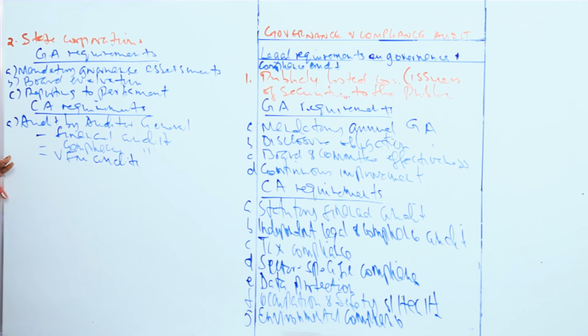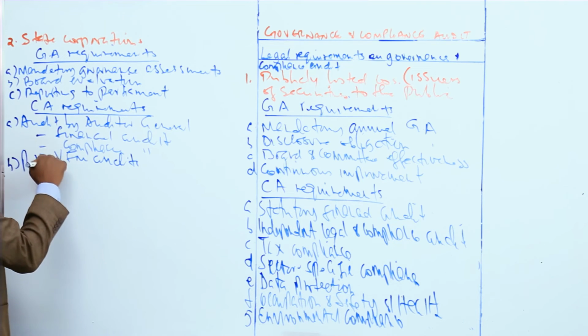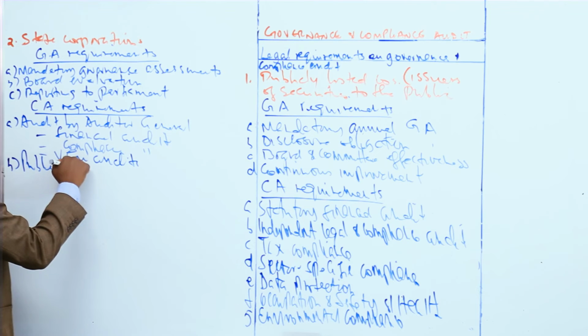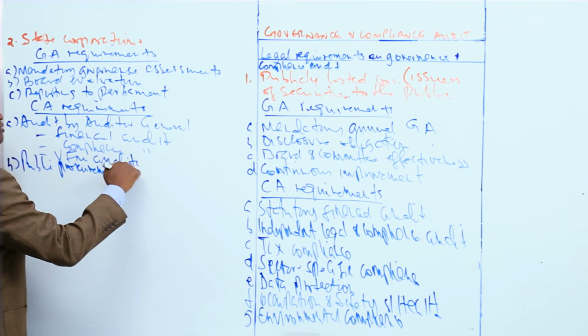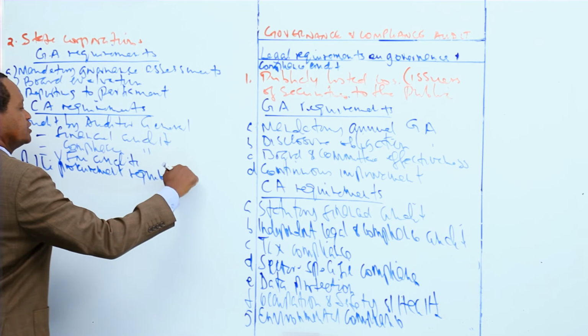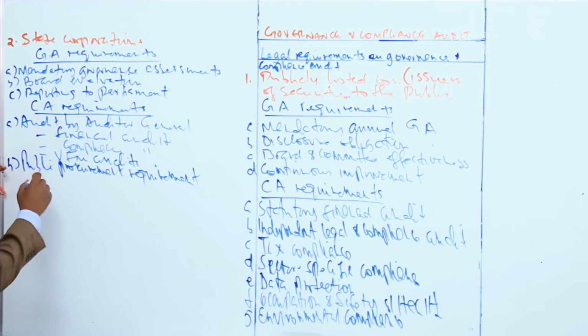So that's the first compliance audit requirement. The second compliance audit requirement is what we call the public procurement compliance. Public procurement requirement or compliance. This is strict adherence to the Public Procurement and Asset Disposal Act, with audits verifying compliance in procurement processes.